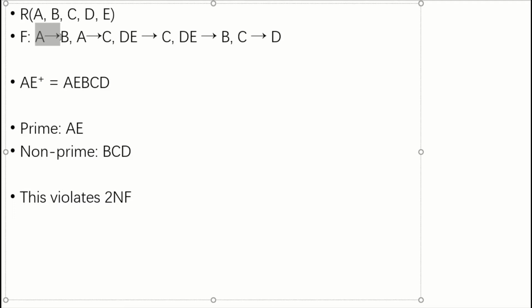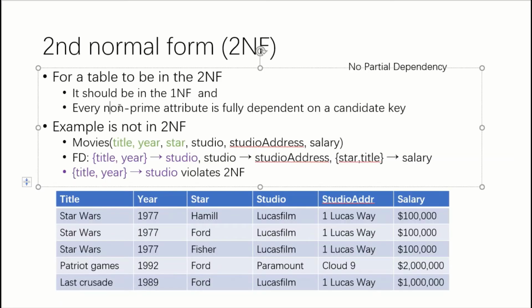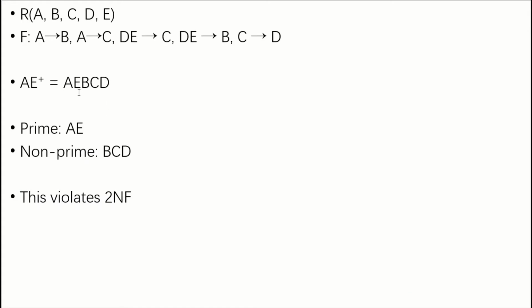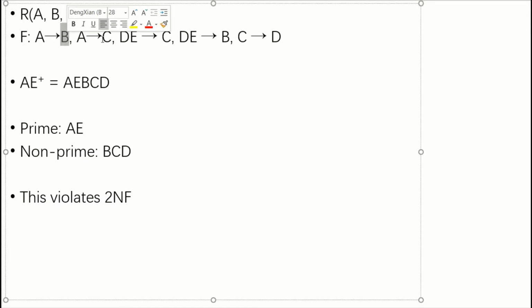Okay, let's look at this example. We find that A implies B and A implies C. It is a non-prime attribute that is dependent on part of the candidate key, which is A. And so by default, this will violate the second normal form. If it violates the second normal form, then regardless, it will also not be in the third normal form. Let's look at the definition of second normal form: a non-prime attribute is fully dependent on the candidate key. In this case, the non-prime attributes B and C are dependent on only part of the candidate key, which is A. And so this would violate the second normal form.